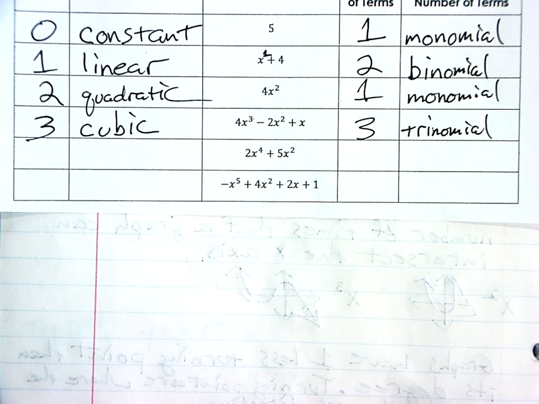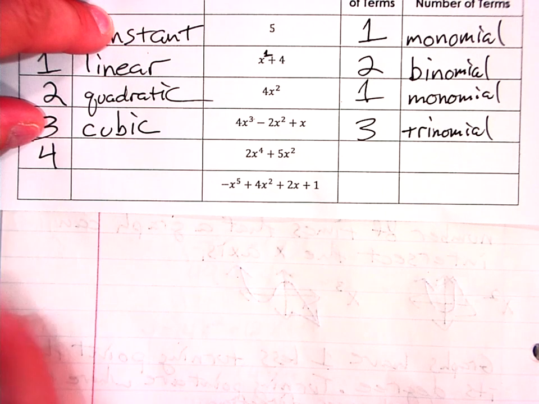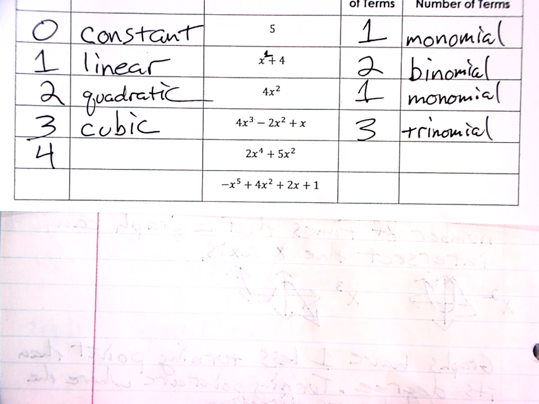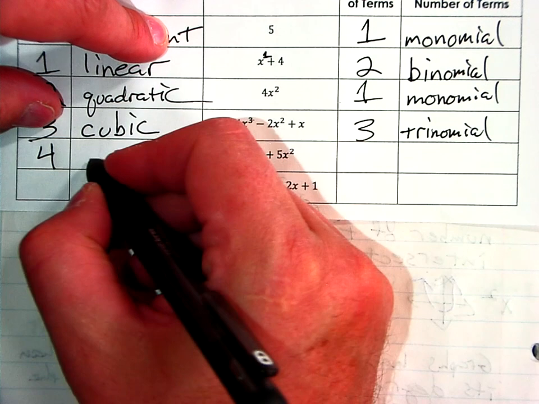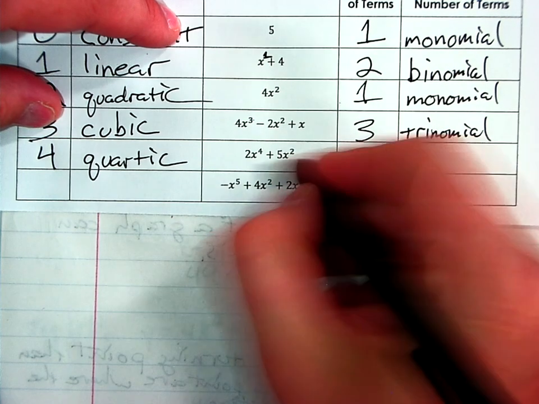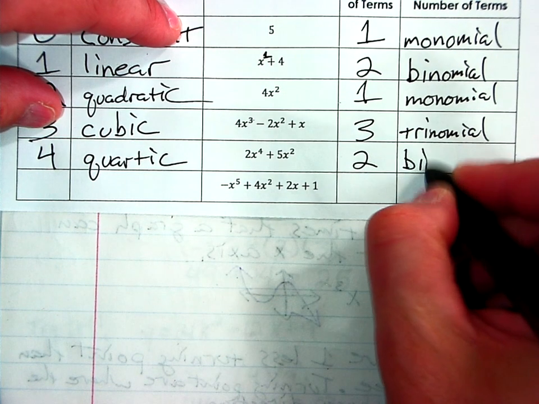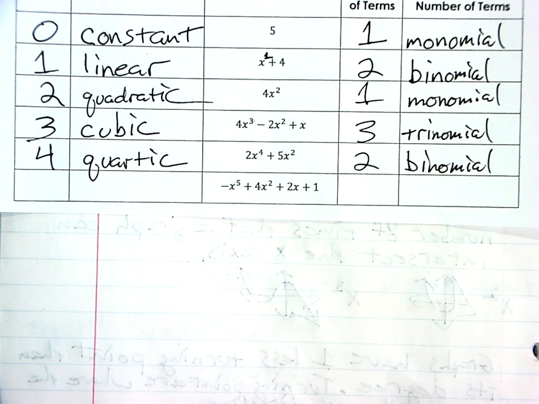And 3 is as big as it gets. After 3, they don't call them certain things. They're general. Quadromial. No. All right, so this one, the biggest number is a 4. How many quarts are in a gallon? 4. How many quarters are in $1? 4. So this is called, since it's raised to the 4th degree, it's called a quartic. There's only 2 terms, 1, 2, so this is a binomial.